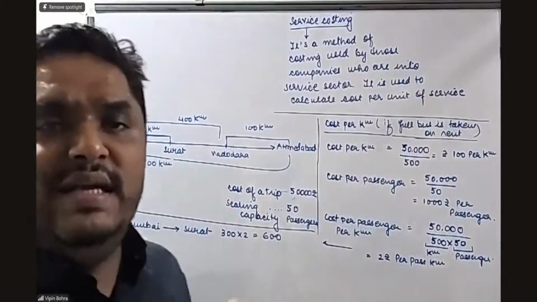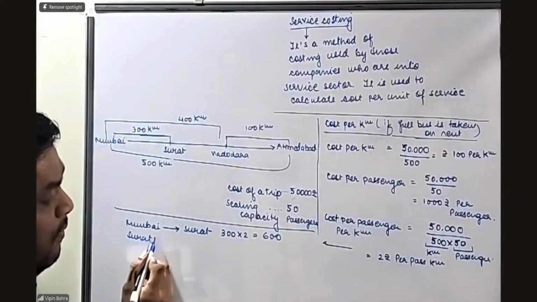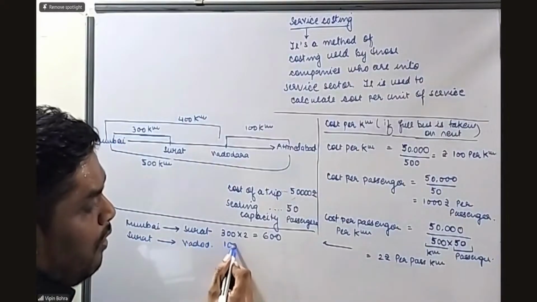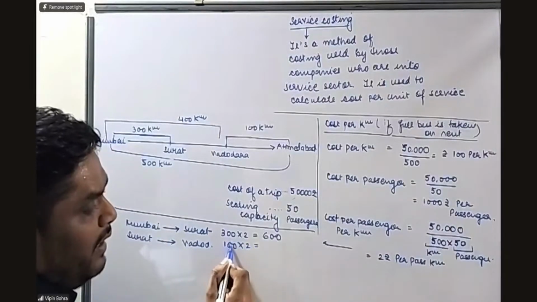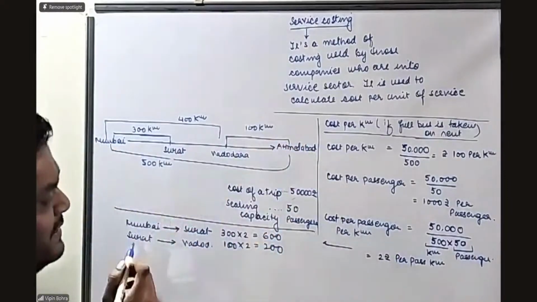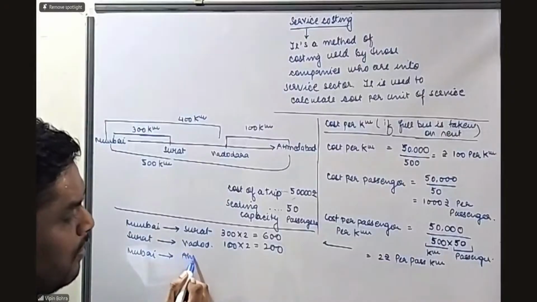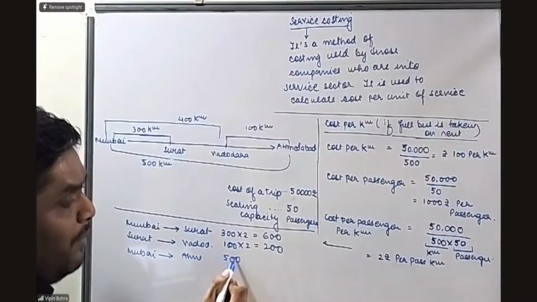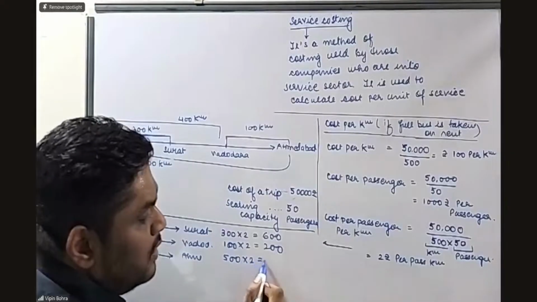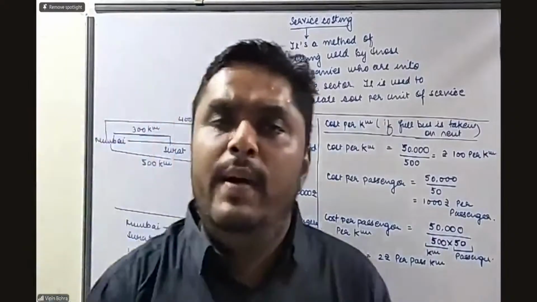Suppose Surat to Vadodara. How much is the distance? 100 kilometers. So how much will be the fare? 100 into 2, 200. Mumbai to Ahmedabad, the distance traveled is how much? 500 kilometers. How much will be charged as the fare per passenger per kilometer? ₹2. So this will be 1000. So you can calculate the fare from Surat to Ahmedabad or anywhere.